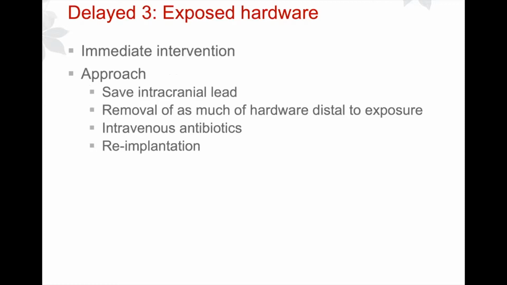If you unfortunately end up encountering exposed hardware, and in some of these patients you do, because as Parkinson's disease progresses, their nutritional status goes down and it becomes a challenge. So immediate intervention is the dictum. We try to save the intracranial lead. You remove as much hardware as is exposed, intravenous antibiotics, ID consult, and reimplantation if and when indicated is the way to go. So this was my last slide.